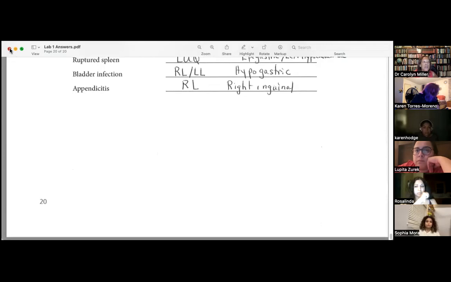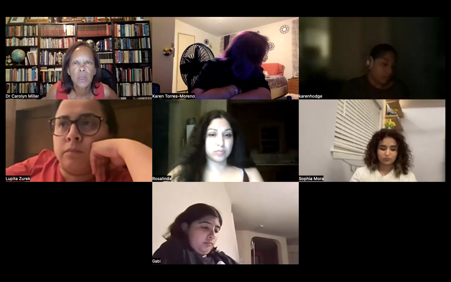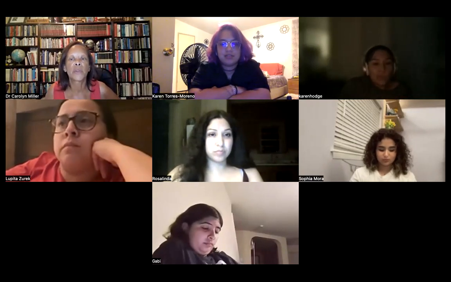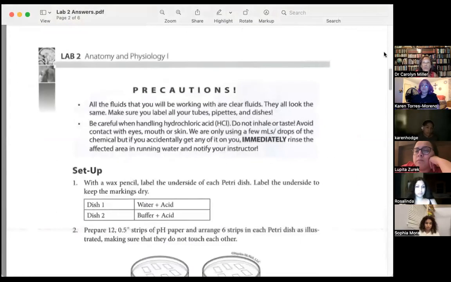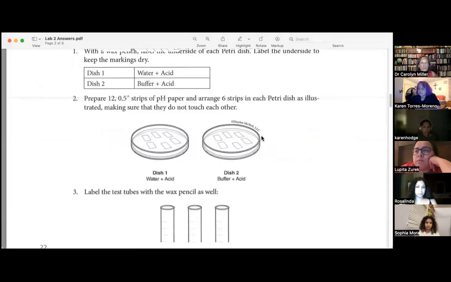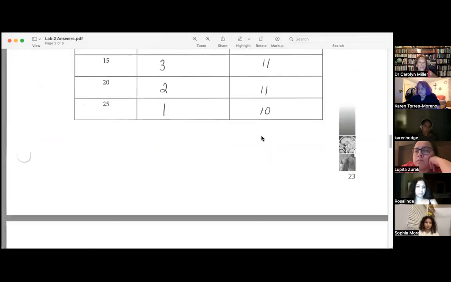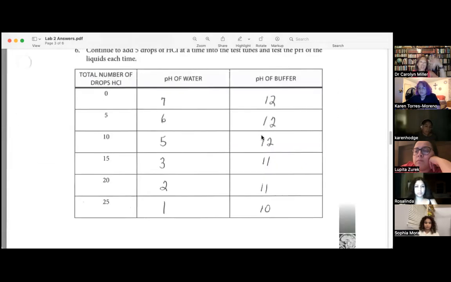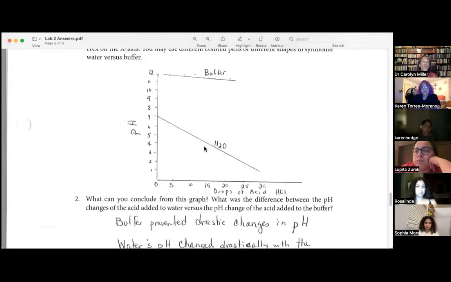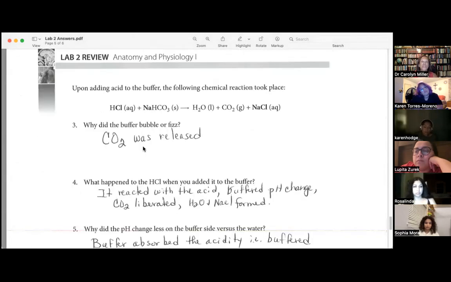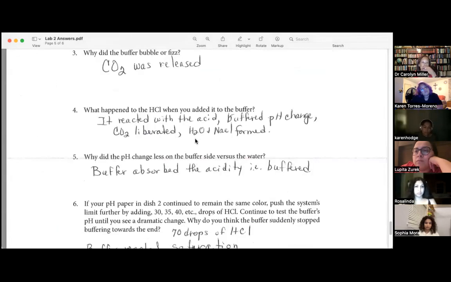That's lab exercise 1. Lab exercise 2. That one was on the buffers, adding acid to buffer. Again, I would simply ask for questions. I would ask what happened when acid was added to water, what happened when acid was added to buffer. Drastic decrease in water, slight decrease in buffer. In the buffer, CO2 was released, so we saw fizzing. That's it for lab exercise 2.